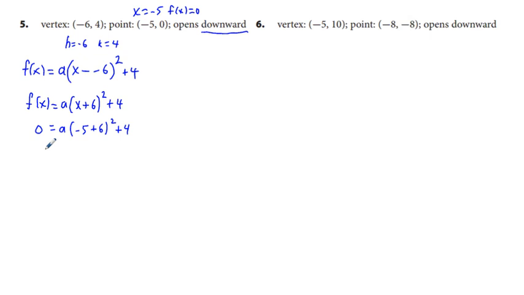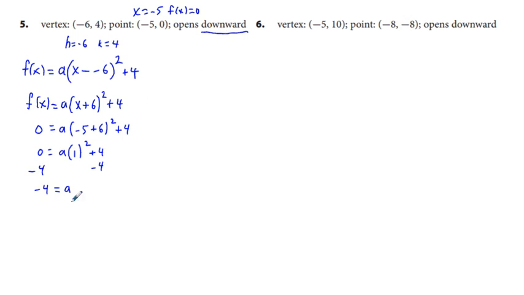So just simplifying, we have 0 equals a times -5 plus 6 is 1 squared, plus 4. And so we can just start subtracting, start solving. We have -4 is equal to a, times 1 squared. So that's it.